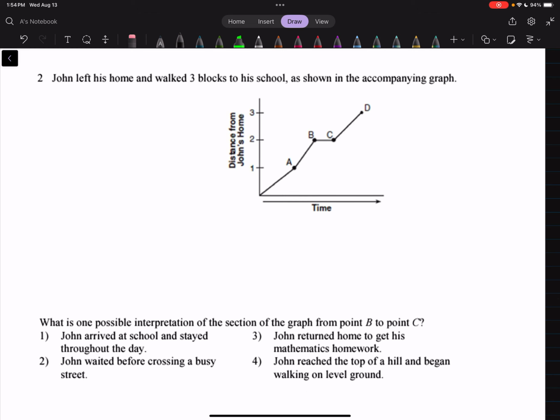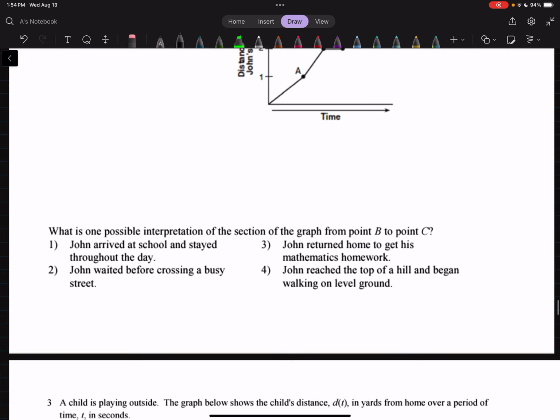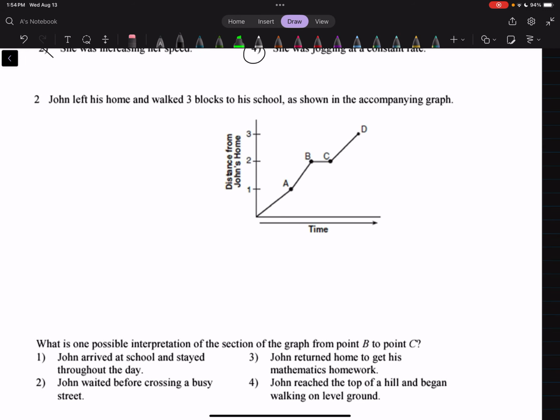John left his home and walked 3 blocks to school. What is one possible interpretation for the section of the graph from point B to C? So I'm being asked about this portion of the graph from B to C. But what I need to identify is, what are these graph points representing?